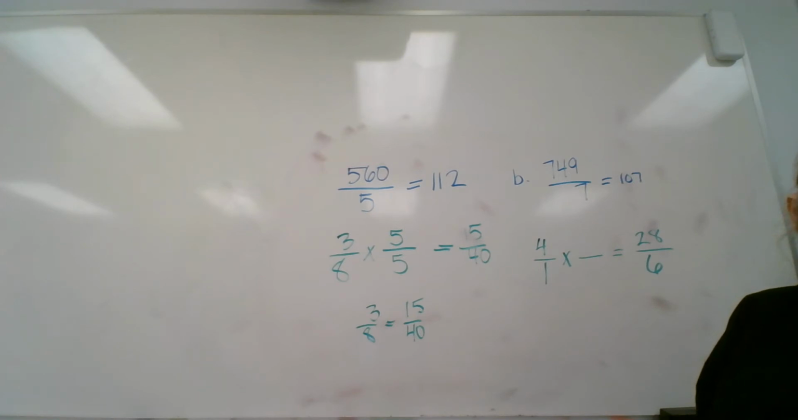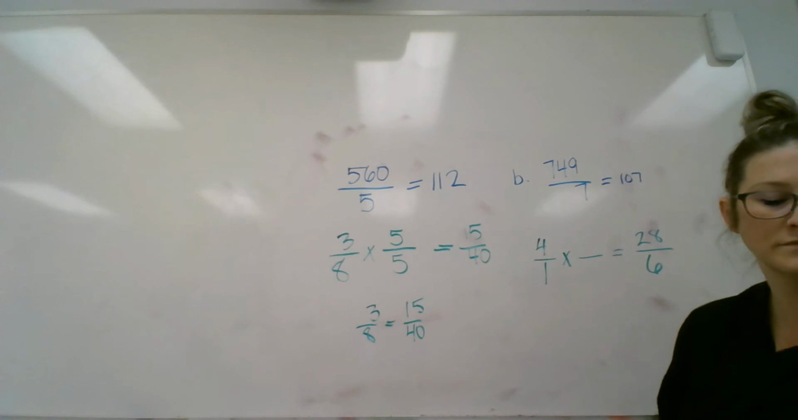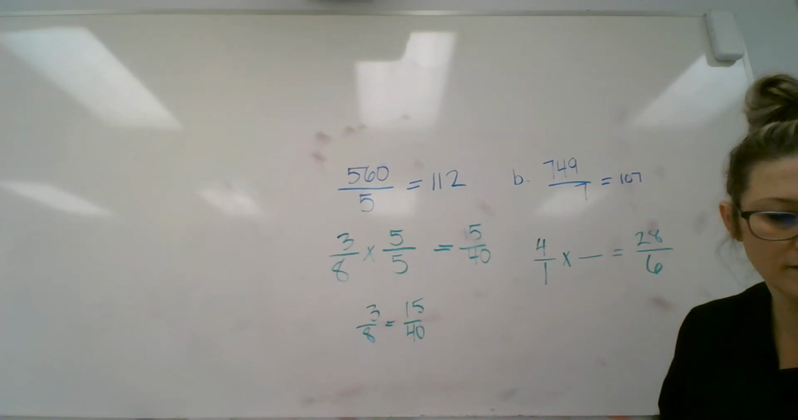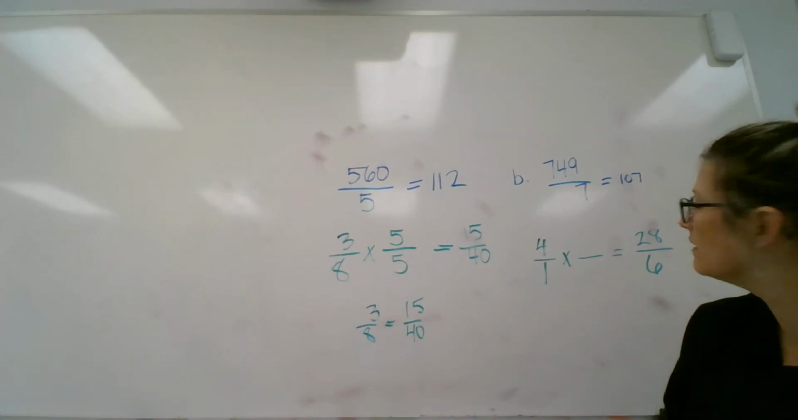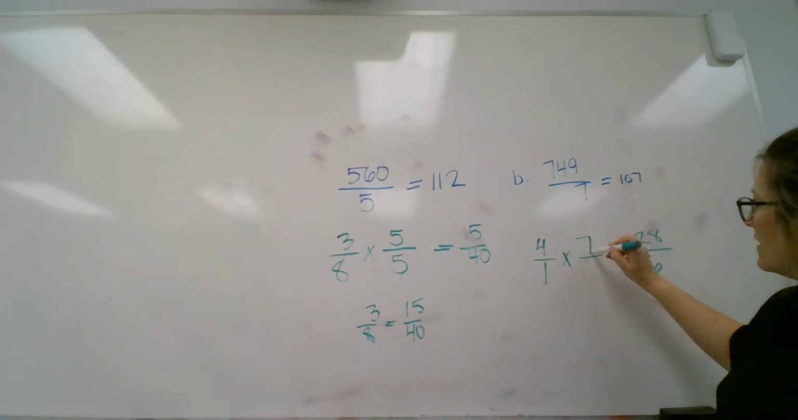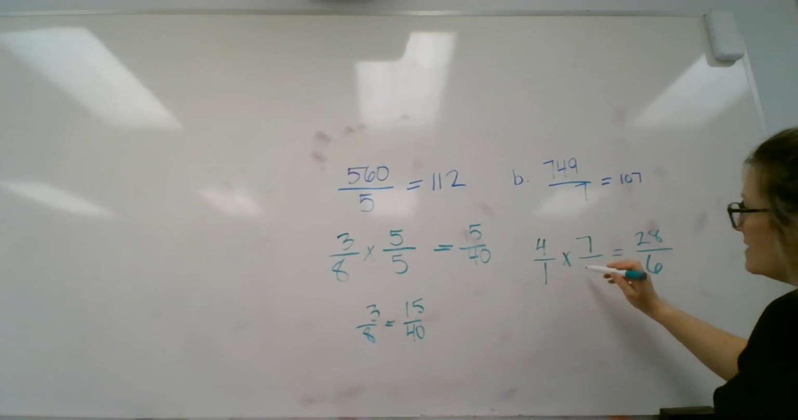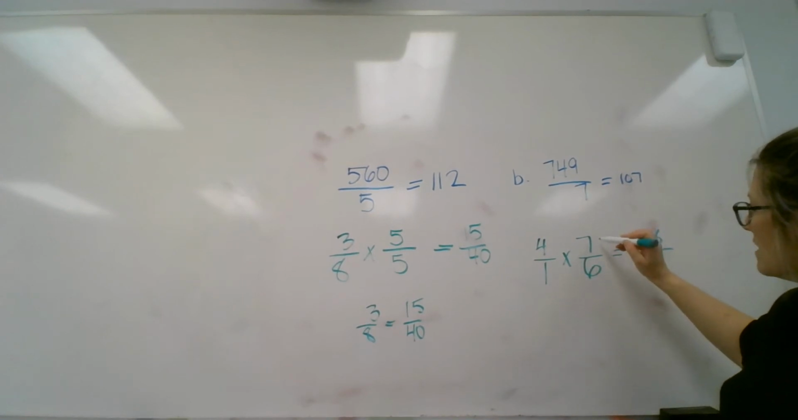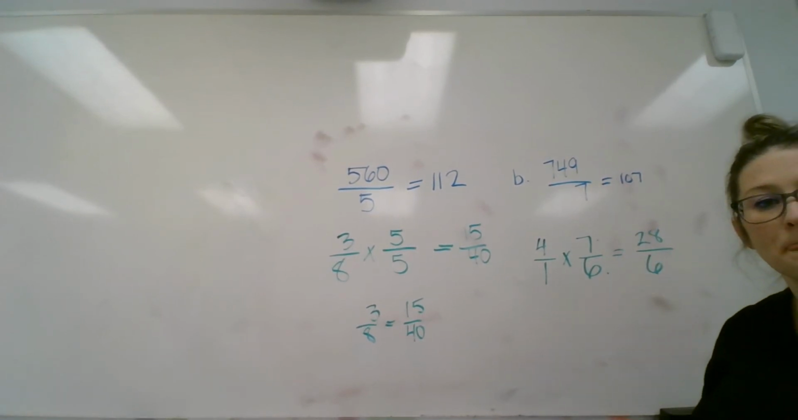Hold on. Oh, let me double check. Oh, I thought I wrote the wrong problem. Okay, so 28 divided by 4 is 7. 6 divided by 1 is 6. Look at this number. I have a 7 and a 6. Does that equal 1? No.